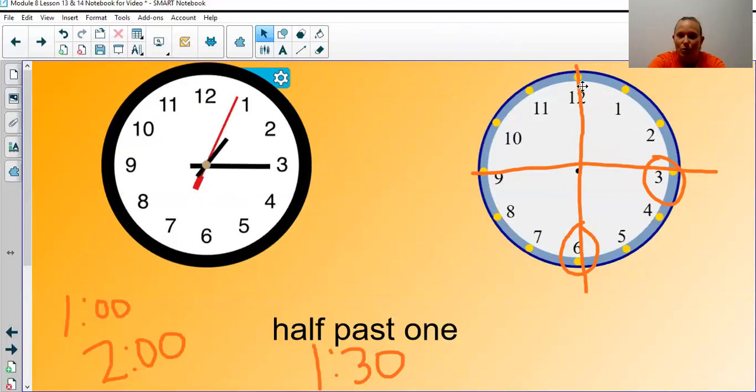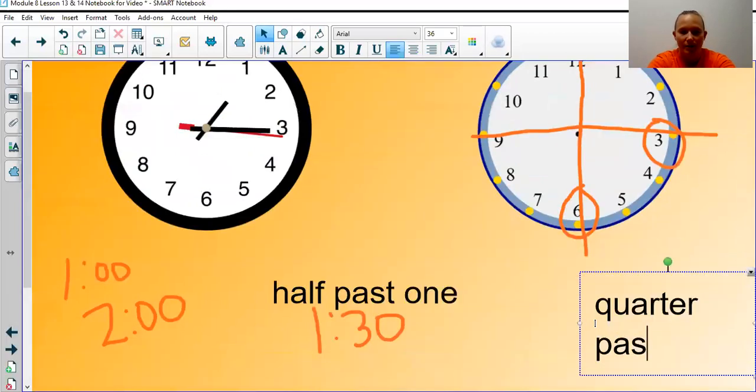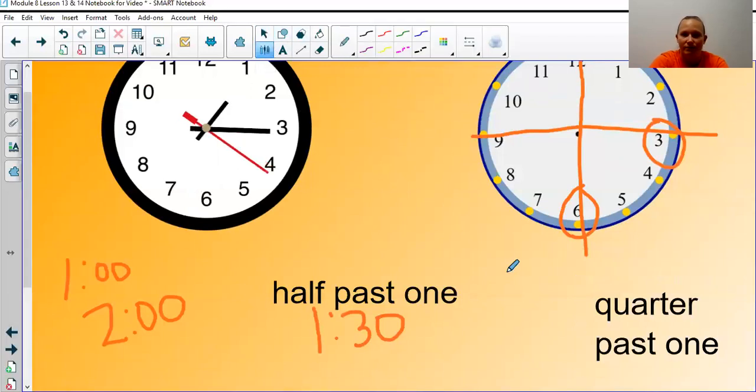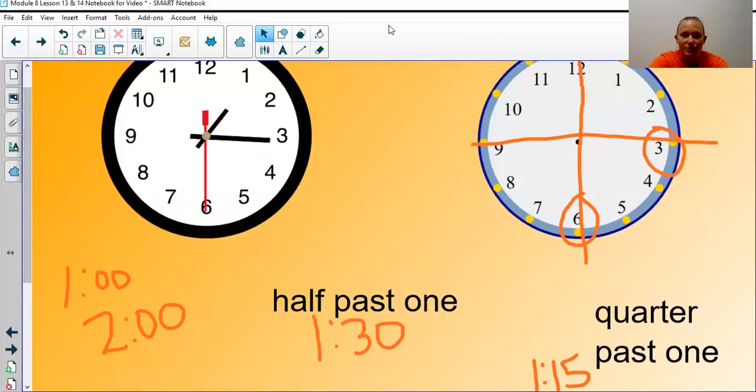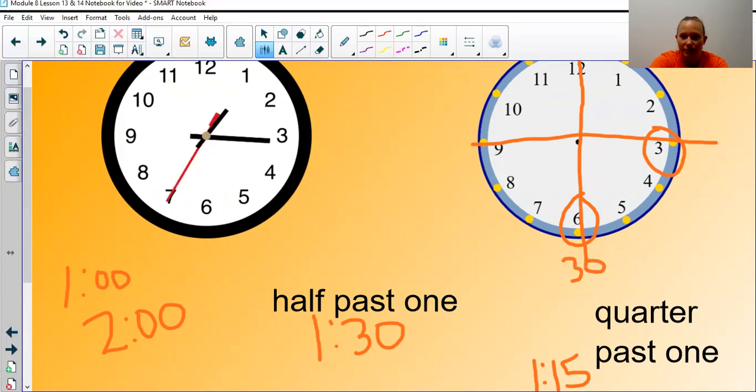So we would call this 1/4 past 1 because we started at 1 o'clock over here. So this would be 1/4 past 1 or 1:15. So you would write that like this, 1/4 past 1 or 1:15, like that. So you can see our 6 was 30 minutes and our 3 was 15.